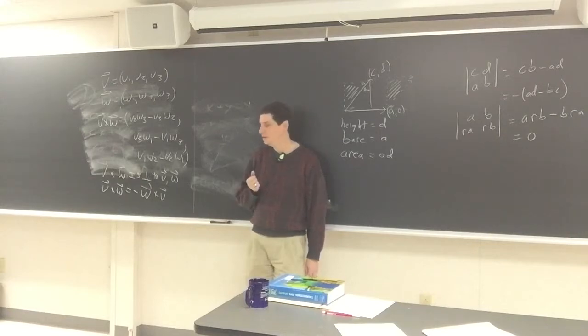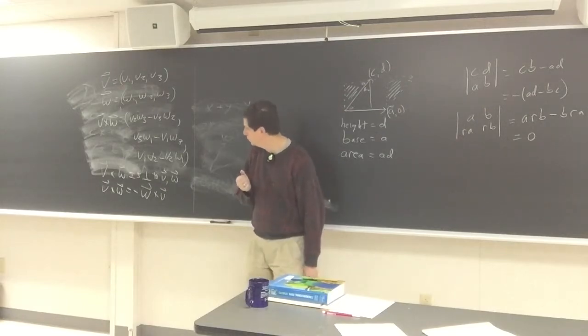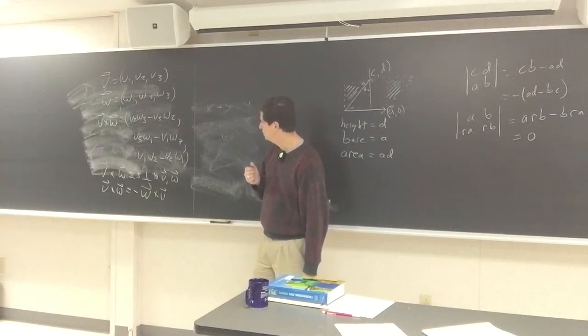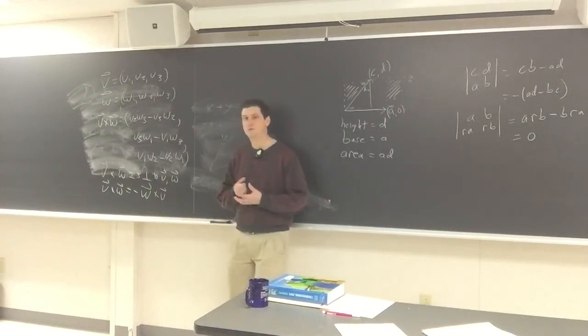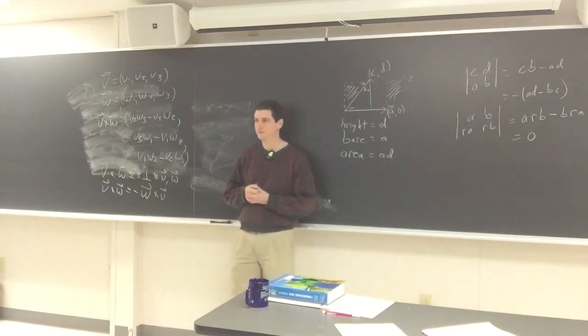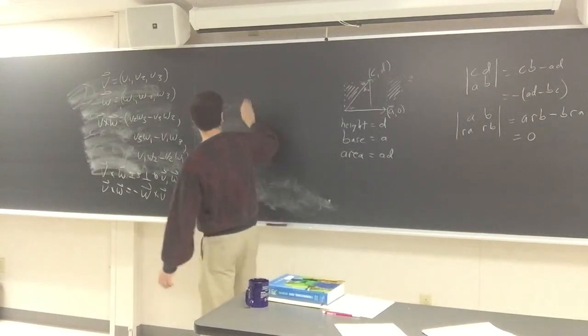Yes? The perpendicular one. Okay, so how would you prove the perpendicular one? Well, what does it mean for two vectors to be perpendicular? Right, the angle between them is 90. Okay, so how do you tell if the angle is 90? The dot product.